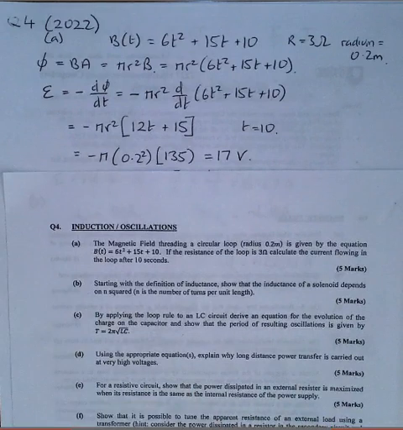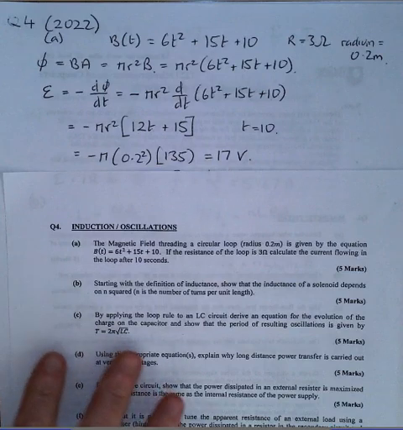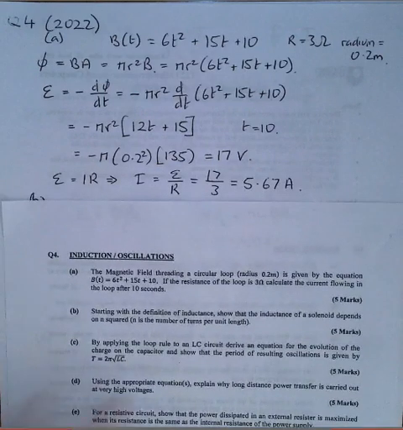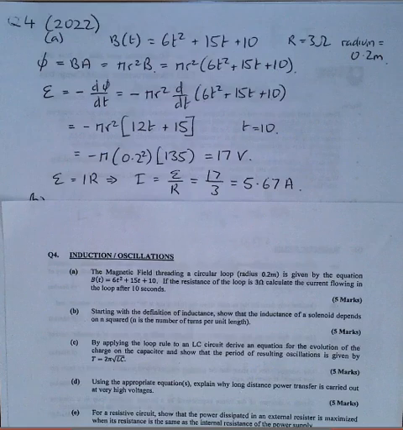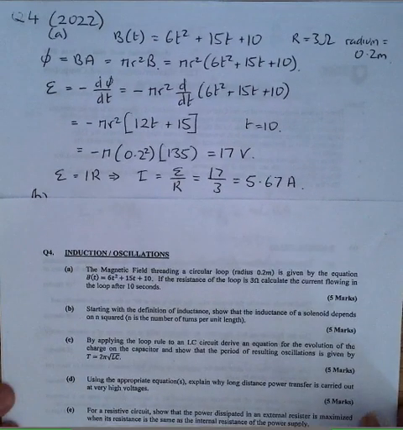I'm ignoring the minus because that's basically Lenz's law, which says that the EMF generated opposes the change which created it, which really isn't important in this part of the calculation. Then I just use Ohm's law to work out what the current is, and I get 5.67 amps. Okay, so that's part A done. Fairly straightforward.